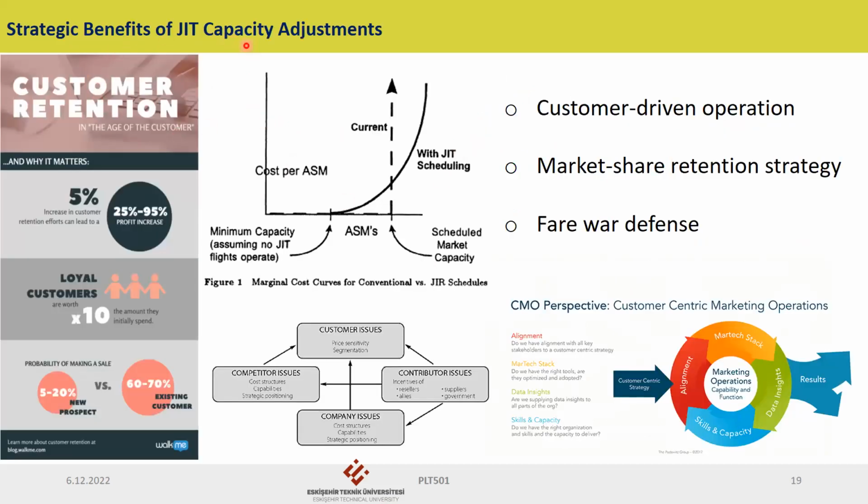Strategic benefits: capacity adjustment. Okay. Customer-driven operations, suppliers, biggest benefits on the just-in-time concept. It deals with pairing days and peaks. If you can forecast this, you are the master of this concept. Forecasting is also so important. Scheduling demands is core also.